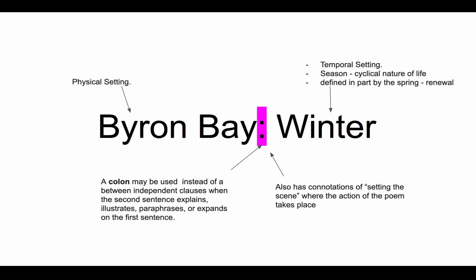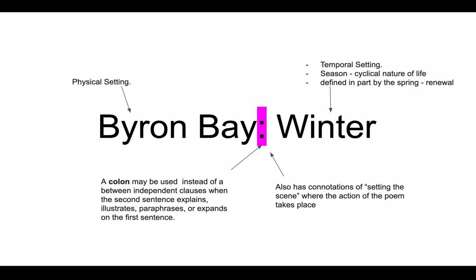So let's get started. Byron Bay Winter. Now I've got here that you've got the physical setting dictated by Byron Bay, and then you've got the colon and then winter. Winter then being the temporal setting, or the time that this is occurring. Winter is also a season, so it brings up connotations of the cyclical nature of life. Winter is also defined in part by its connection to spring, so the idea of renewal. So here in winter, we are in a moment where things have slowed, things tend to get colder, but also provide an opportunity for people to take stock.